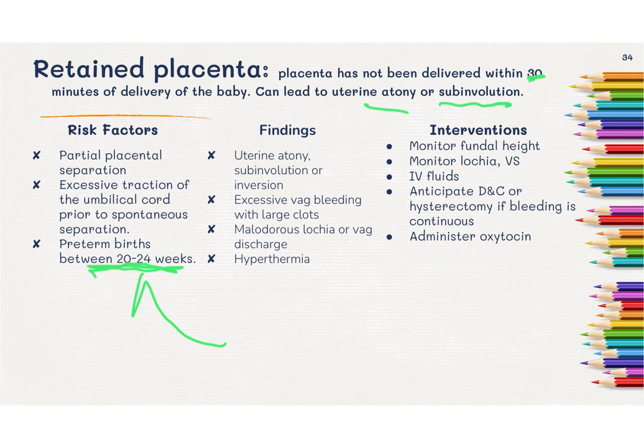All right, let's talk about the findings. What is our assessment going to be like on a patient who has a retained placenta? Well, we're going to have excessive vaginal bleeding with large clots. We already talked about that. Uterine atony, we've talked about that. Vaginal discharge, malodorous lochia, and hyperthermia as well. Those are new ones for you right now.